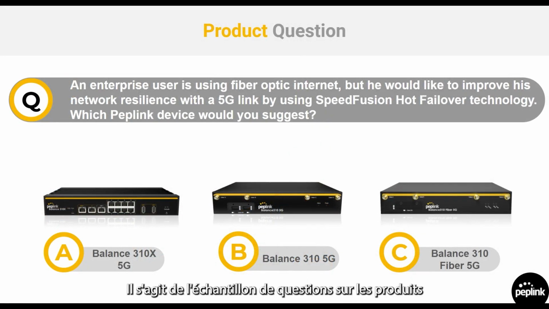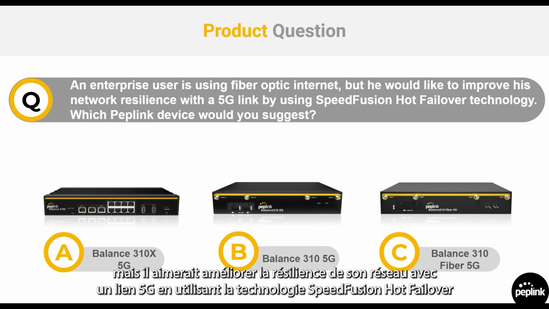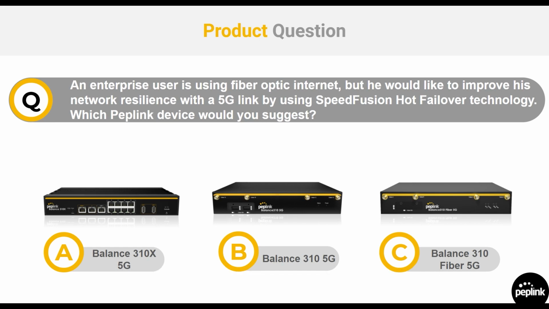This is the product question sample. An enterprise user is using fibre optic internet, but he would like to improve his network resilience with a 5G link by using Speed Fusion hot failover technology. Which Peplink device would you suggest? A, Balance 310X 5G. B, Balance 310 5G. Or C, Balance 310 Fibre 5G.